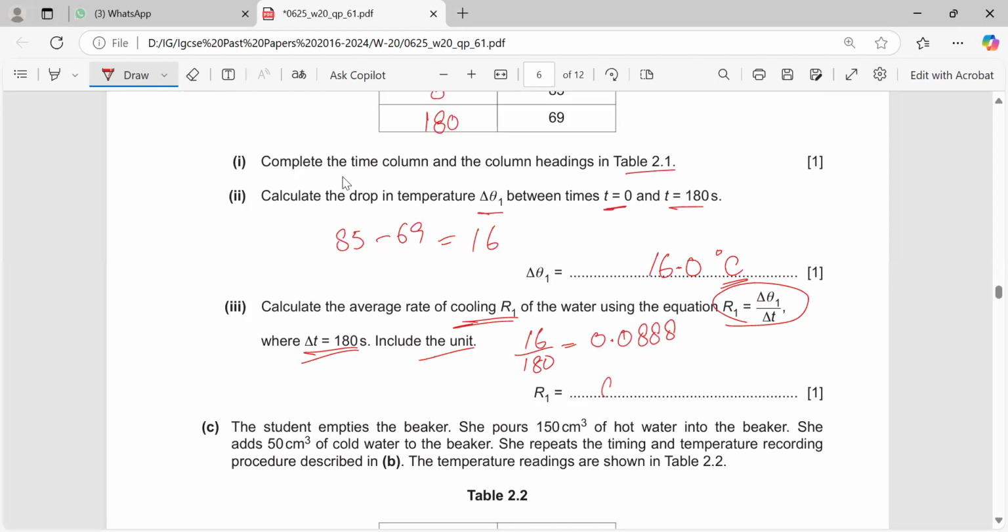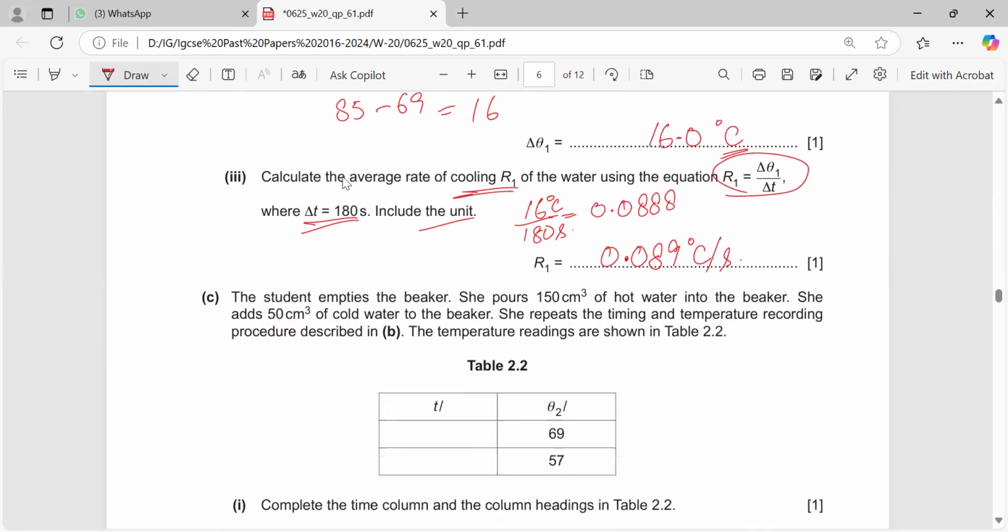0.0888. So we can write simply 0.089 degrees Celsius per second. Why? Because this fall in temperature is in degrees Celsius and time is in seconds. So degrees Celsius per second. That is the unit for this rate of cooling.